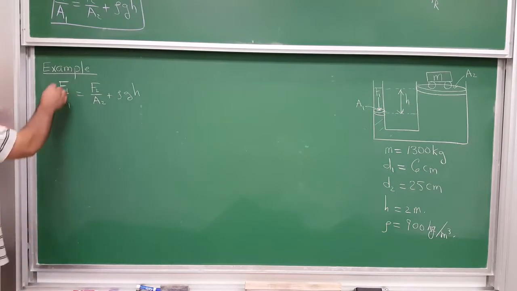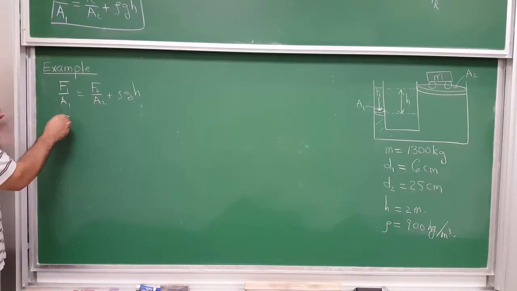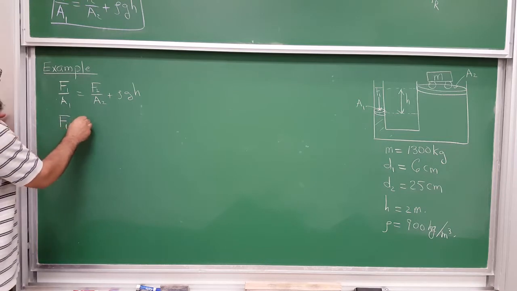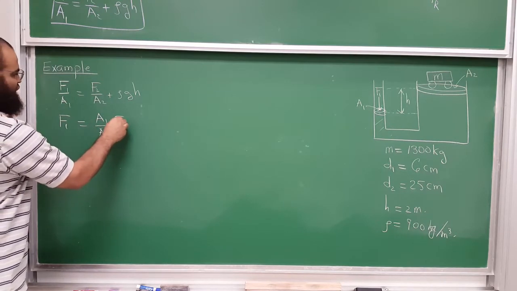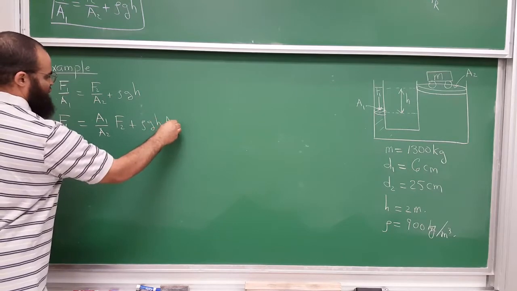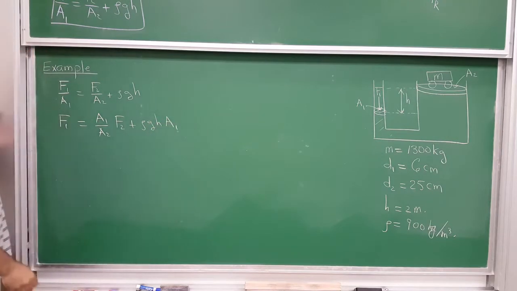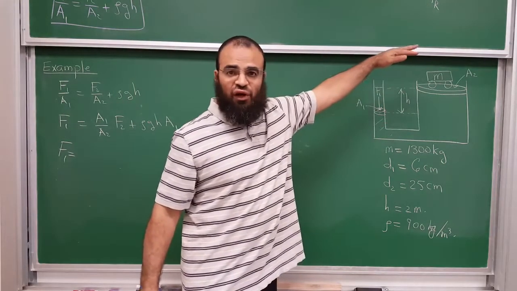So we want F1, so I'm going to multiply both sides by area 1. Actually before I do that, let's multiply everything by area 1. So I got area 1 over area 2 times F2 plus rho G H times area 1. So F1, so the question is, how much force do I have to apply here to lift this car and keep it at that height?